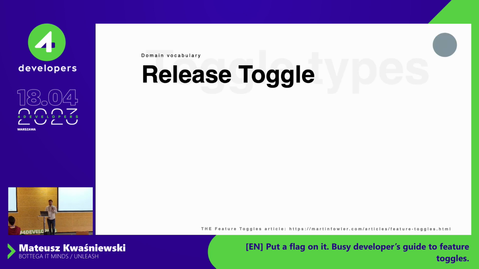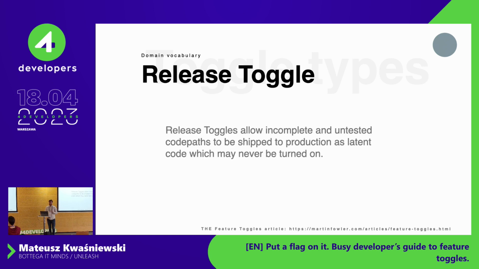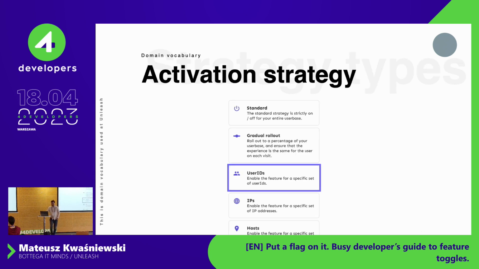Let's start with the release toggle. This is the definition I'm going to show from the Feature Toggles article from Martin Fowler's Bliki, written by Pete Hodgson. And here is what it says. Release toggles allow incomplete and untested code paths to be shipped to production as latent hidden code, which may never be turned on. So really, using those release toggles shifts the bar from it has to work perfectly before I put it into production to it doesn't break production. Woo, pressure off.